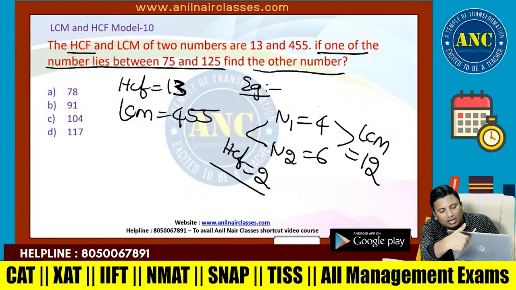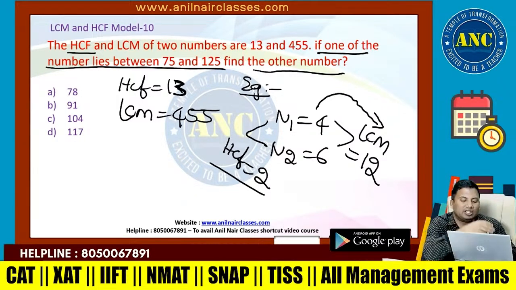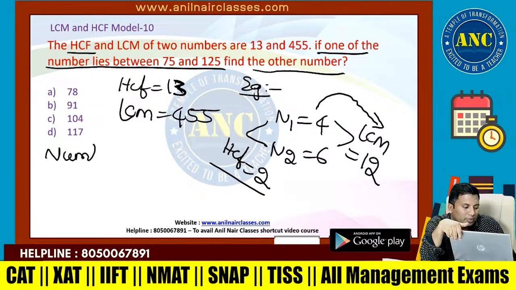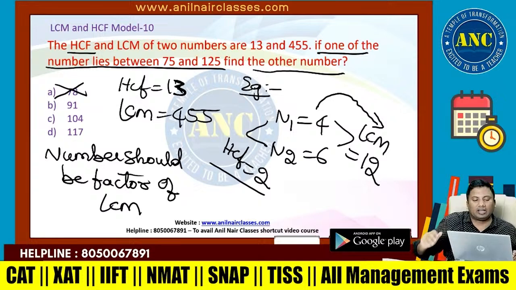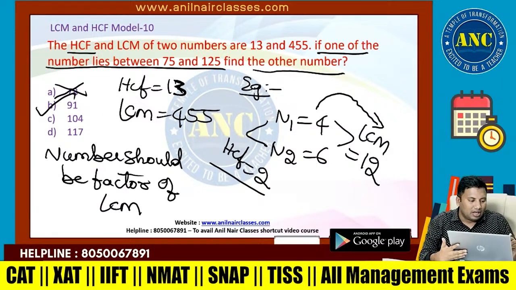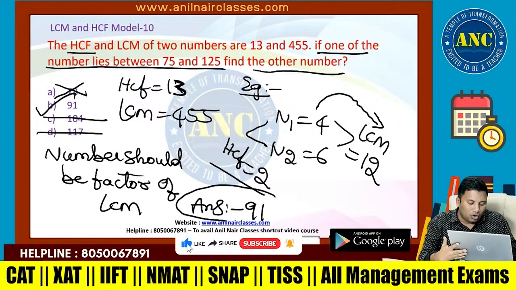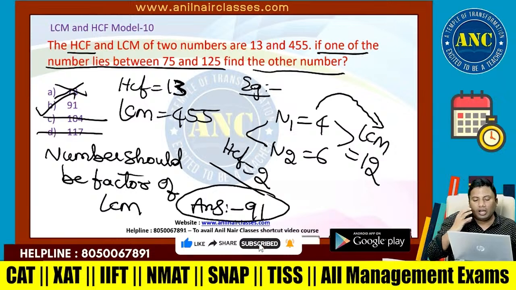Can I say a number is a factor of LCM? Am I right? 4 is a factor of 12. 6 is a factor of 12. Number should be a factor of LCM. 78 is not a factor of 455. 91 is a factor of 455. Not possible. No need to find the numbers. Logic, say.